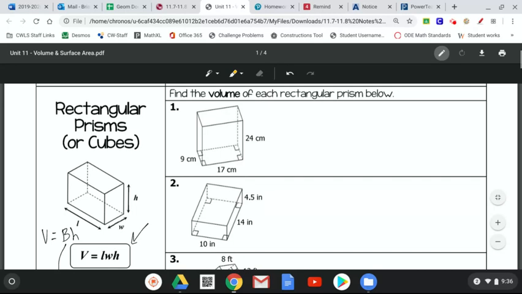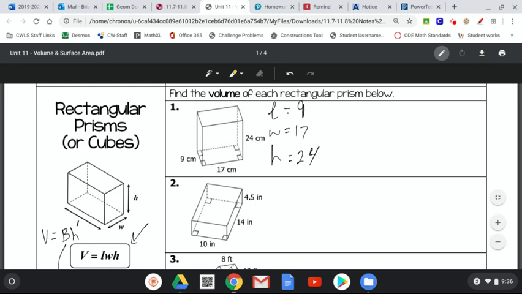But for this one, our base, they have the right angles. That lets us know that's the base of the figure. So we have to find our length, our width, our height. Well, length and width is just going to be 9 and 17, and our height is going to be 24.